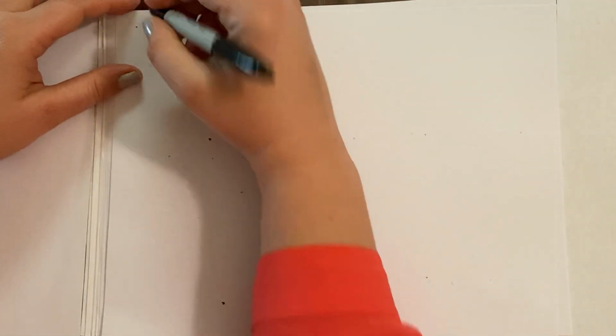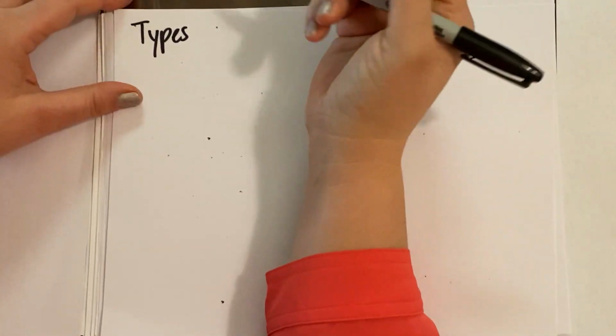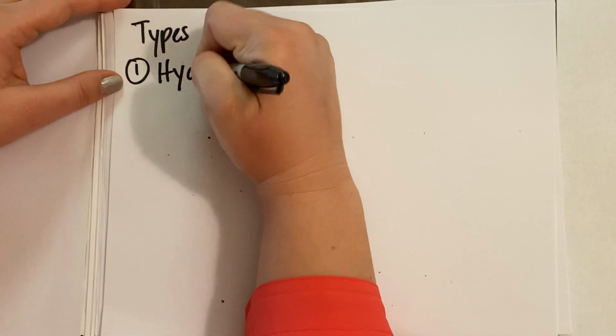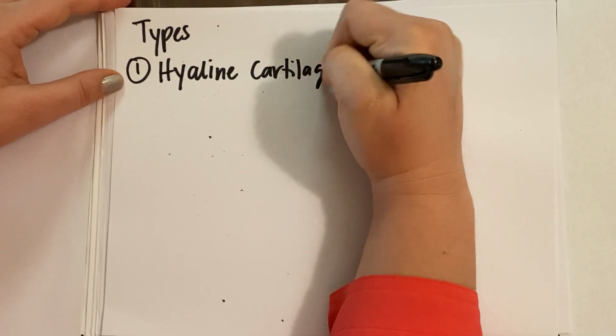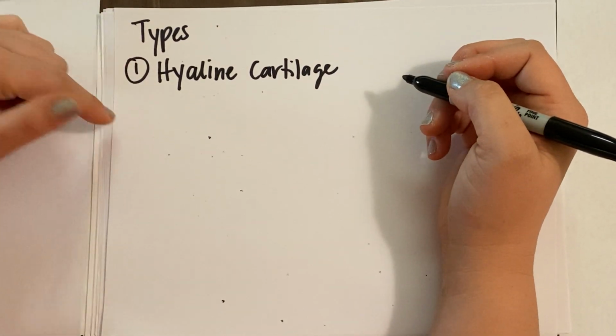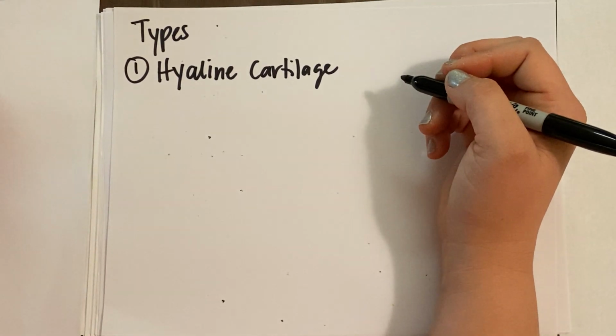Okay, so we're going to move on and talk about the different types of cartilage. Okay, so there are going to be 3 major types. And so the first one we're going to talk about is called hyaline cartilage. So when you're studying for this, you're going to want to start recognizing the 3 different types, they're slightly different in appearance. They're going to be found in different locations.